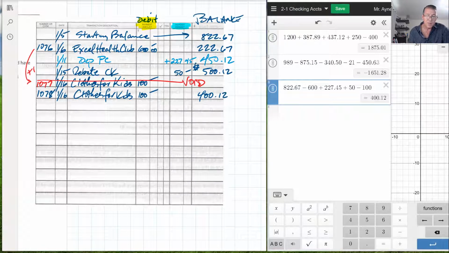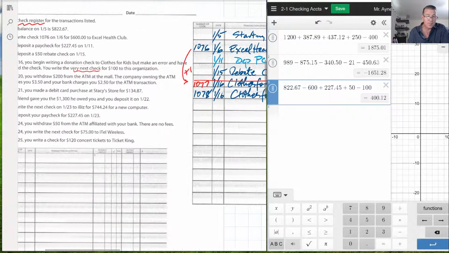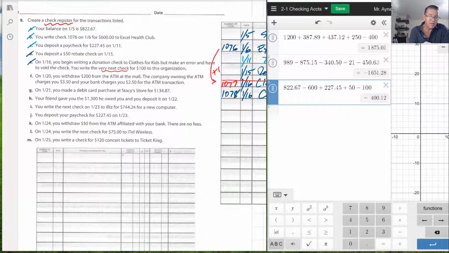Back in the old days when we used to use checks all the time, sometimes you'd make a mistake writing it, but you've got to keep track of it, so you know you didn't lose it or spend it. We just deleted it, basically. We call that voiding. So we just draw a line through the check, write down void, and use the very next one, which is obviously 1078. Okay, this one's done.